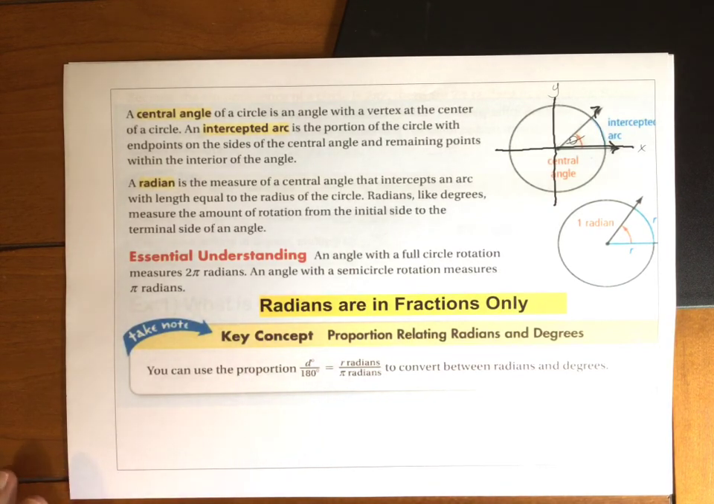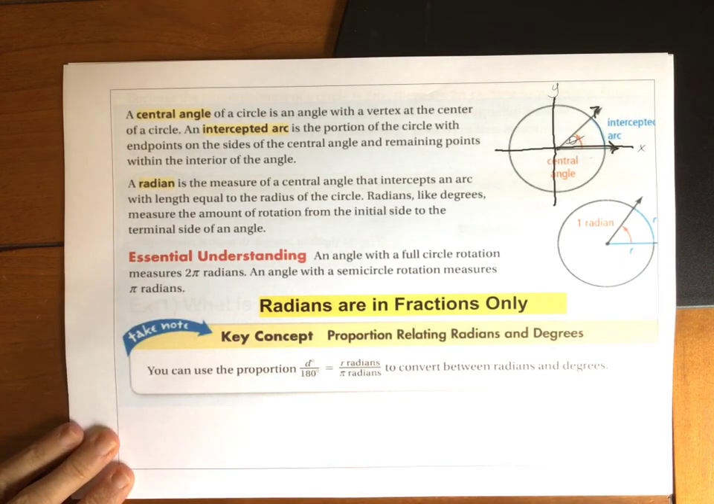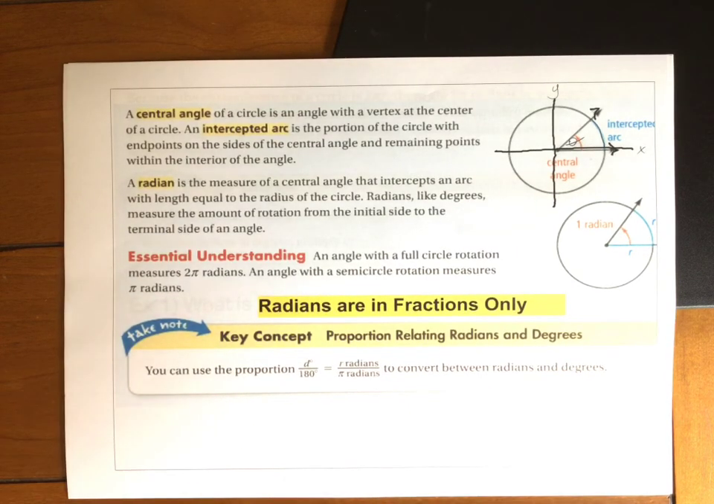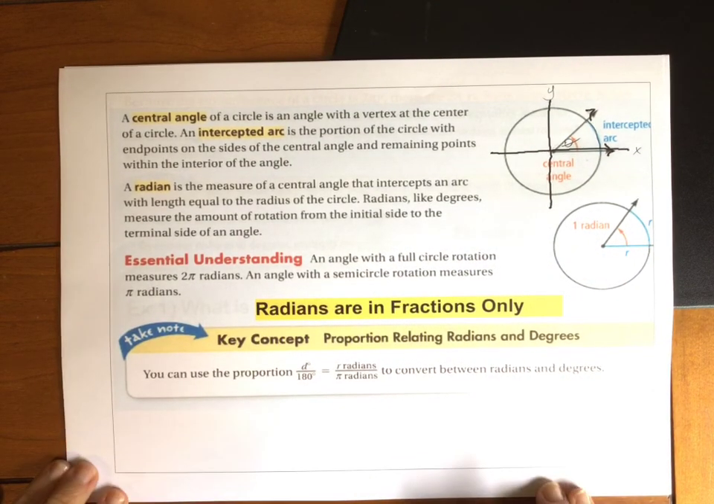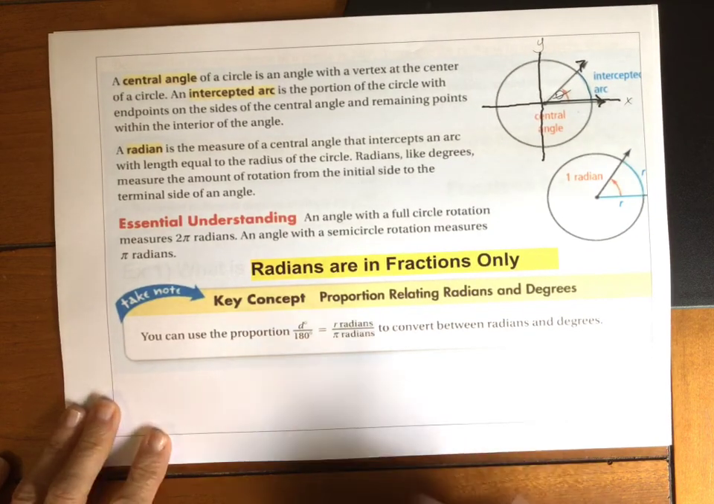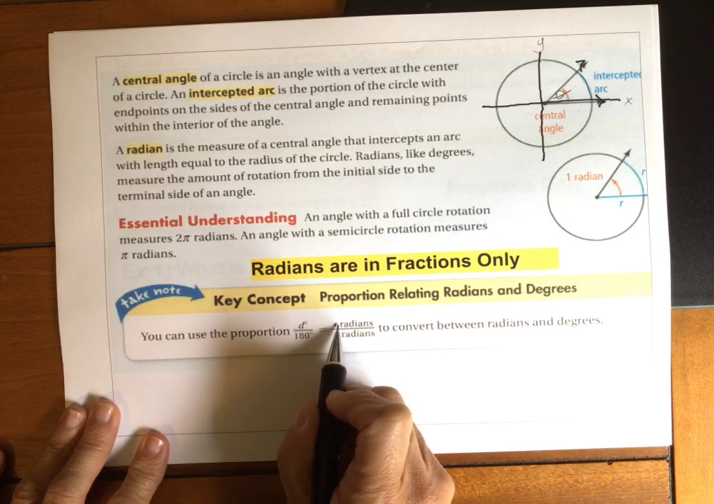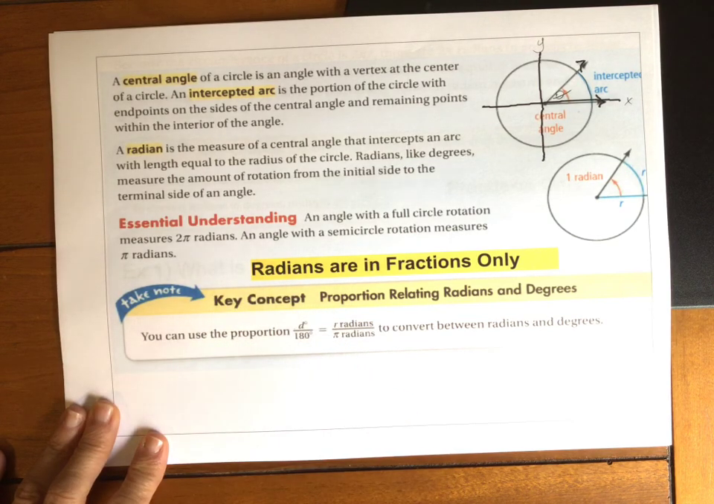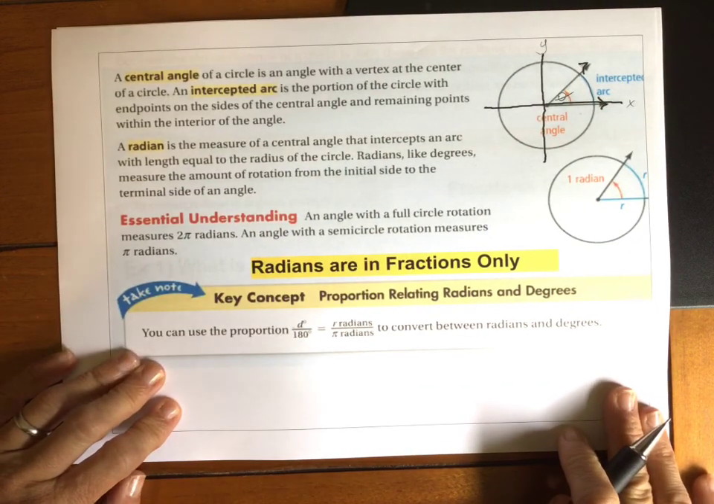But a radian is a measure of a central angle that intercepts an arc. So it's an angle, just like if we would have said degrees, but it is when the arc length is equal to the radius of the circle. So they're showing that here in this picture. And because of that, we have this proportion that's equal to each other. We can say that some amount of degrees over 180 degrees is equal to some amount of radians over pi radians. And this really comes from the fact that it's like a unit conversion.